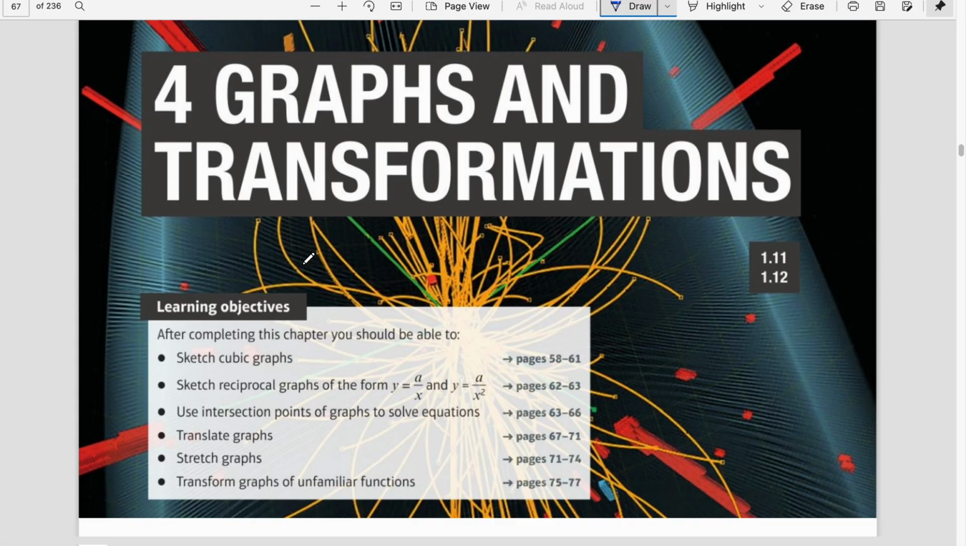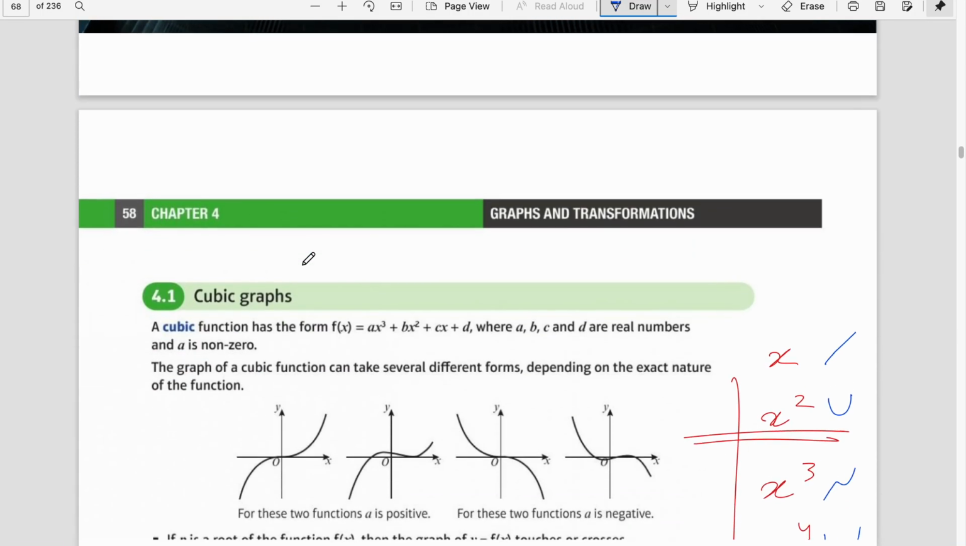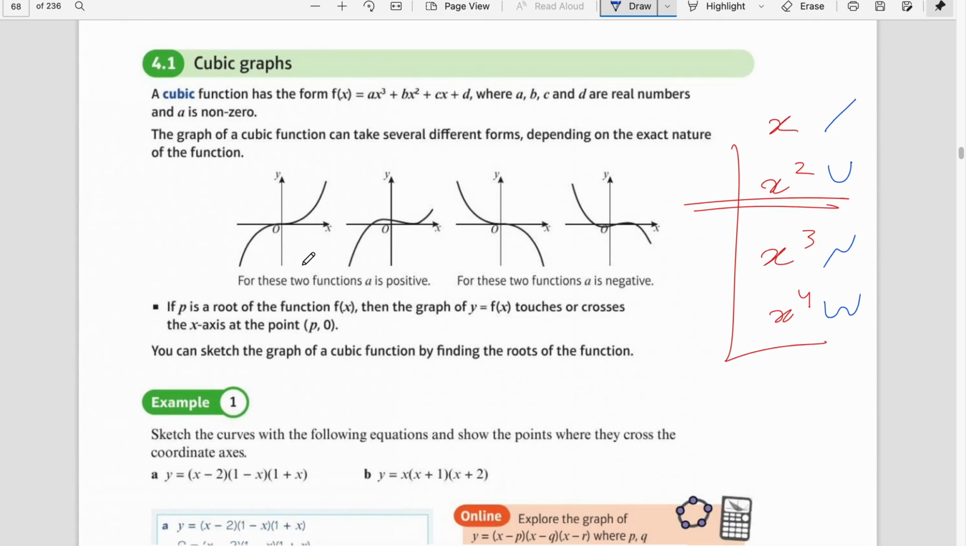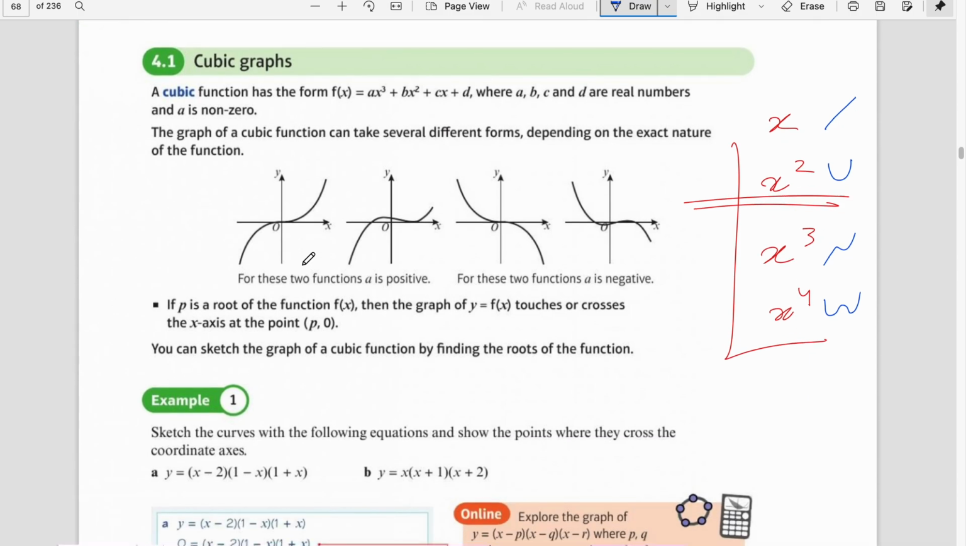So for graphs and transformations, when we talk about cubic graphs, these are the general shapes. When looking at this, I know that this is x cubed, this is x cubed, this is negative x cubed and negative x cubed, and it leaves the origin when you add x squared or x to it.